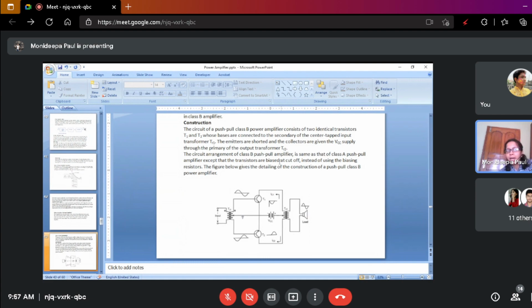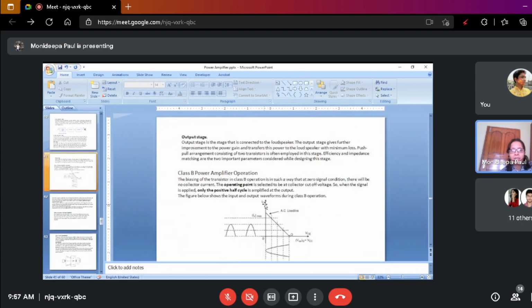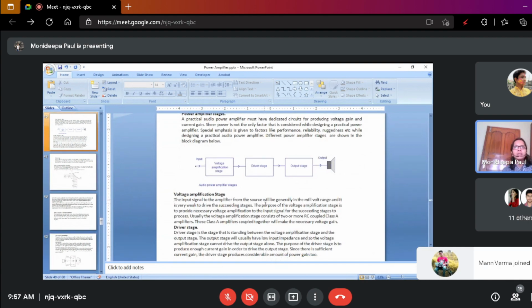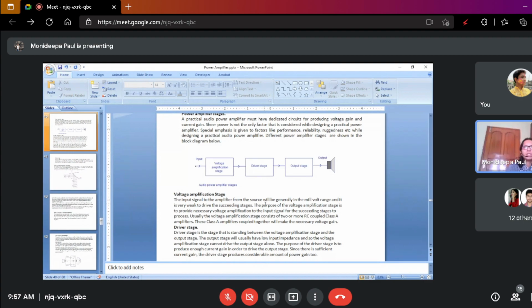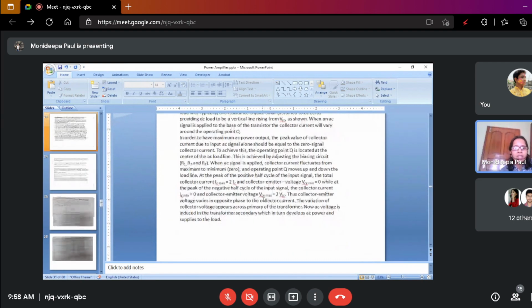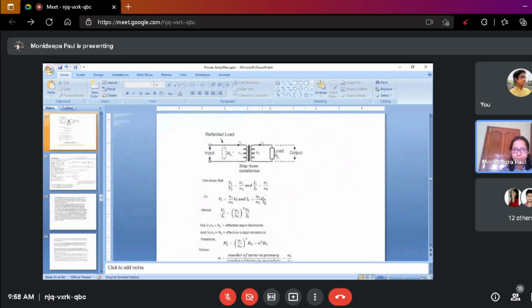Except that the transistor is biased at cutoff instead of using the biasing resistance. Actually, in class A, we use the biasing resistance. I think you don't know that biasing yet. In the case of transistors, biasing is done in two ways. One is beta biasing, another one is voltage divider biasing.